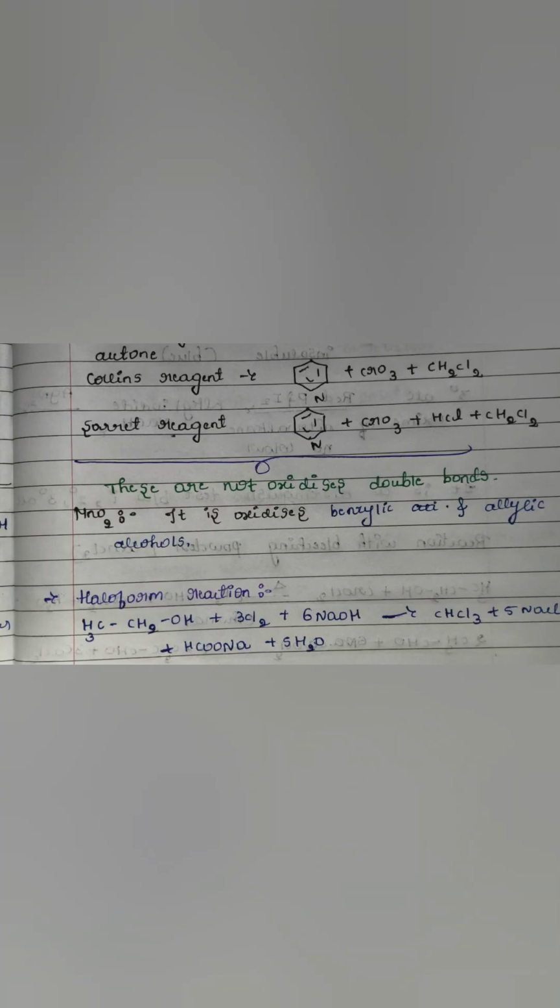But MnO2 oxidizes benzylic and allylic alcohols only. That means primary benzylic and allylic alcohols are converted into aldehydes. Secondary benzylic or allylic alcohols are converted into ketones.